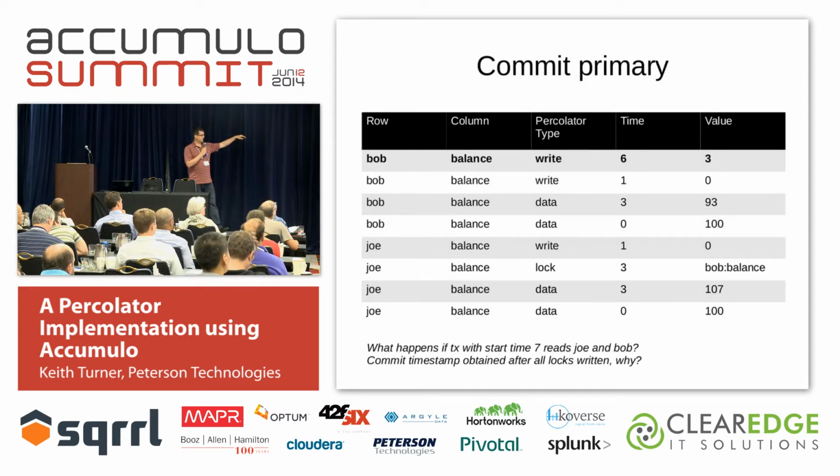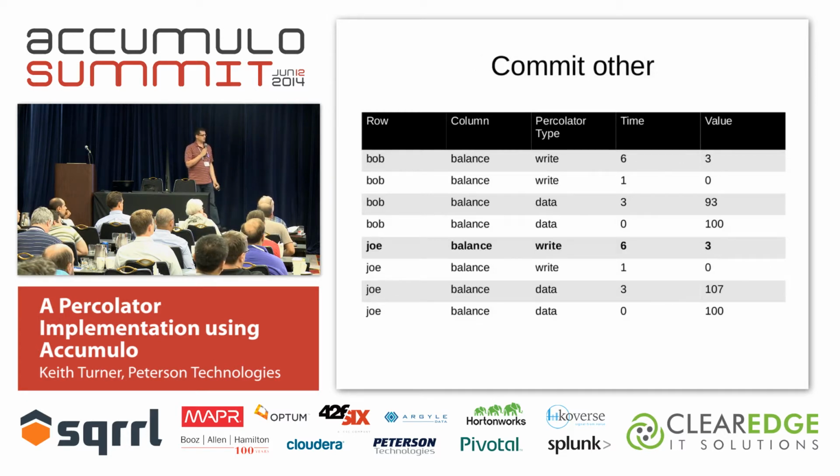So when the transaction commits, it deletes the lock column, and then it writes a pointer to 93. So you have the write 6, which points to 393. And then it deletes the other column, and now the transaction's finished. So if the transaction had failed at this point, you would be able to look at the primary column, see it was committed, and roll the transaction forward.